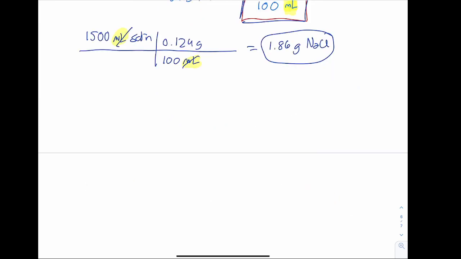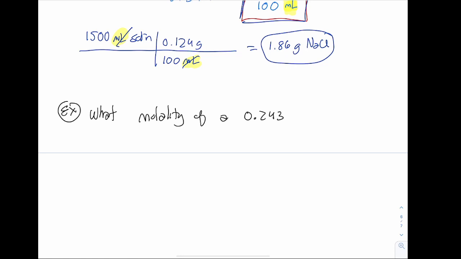I want to go through one more example, and this one's going to be a little more complicated. What I want to do is convert from one unit of concentration to another unit of concentration. So what is the molality of a 0.243 molar sodium chloride solution? And we'll assume that this is an aqueous solution, so it's in water.